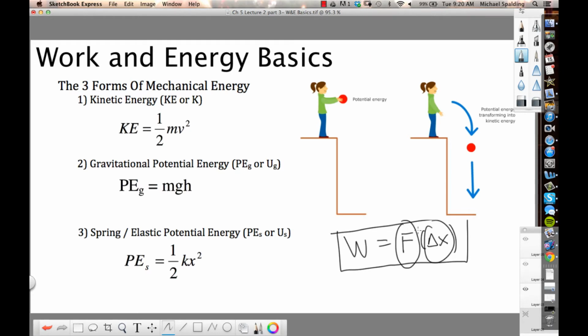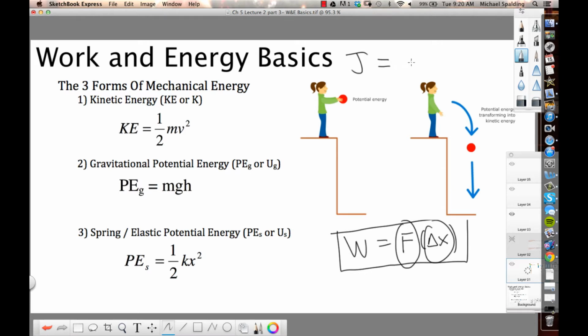Now, all of this stuff, work and energy, is measured in what unit? The joule. And you have to know what a joule is. A joule is a kilogram meter squared over second squared. Yes, you have to memorize it, but it's not that hard, because all you got to do to figure out what a joule is is pick any equation that's in joules.